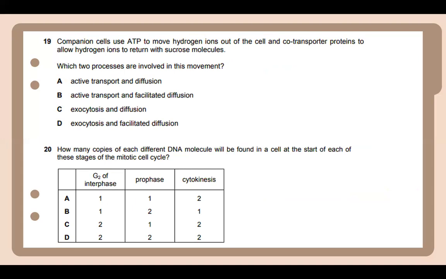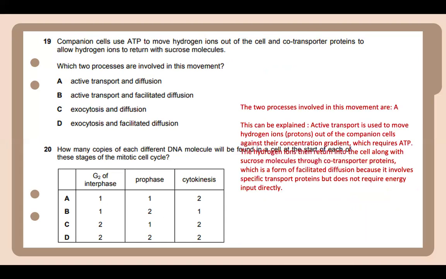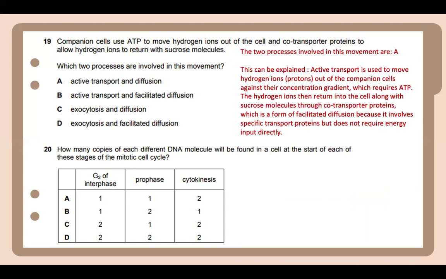Companion cells use ATP to move hydrogen ions out of the cells, and co-transporter proteins to allow hydrogen ions to return with sucrose molecules. Which two processes are involved in this movement? The two processes involved in this movement are active transport and diffusion, which can be explained.